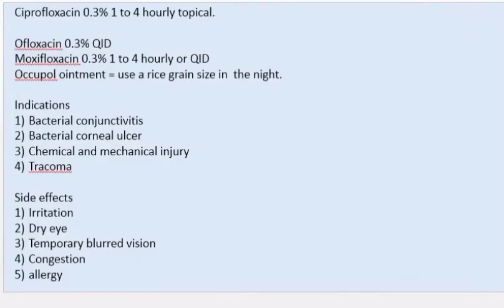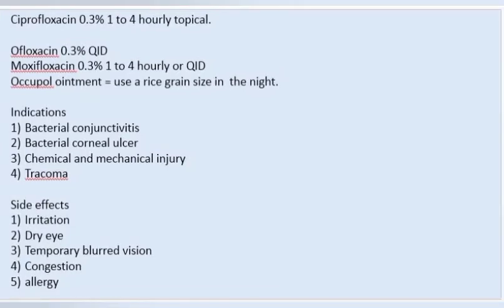So from here the things that you have to remember are the percentage and the uses. Obviously antibiotic means they will be used for bacterial infections, so bacterial conjunctivitis, bacterial corneal ulcer, chemical and mechanical injury, and trachoma. You can remember it as BBC also. There is a B in antibiotic, therefore bacterial conjunctivitis, bacterial corneal ulcer, chemical and mechanical, and trachoma. And irritation, dry eye are the side effects, temporary blurred vision, congestion, allergy. So these are the side effects.